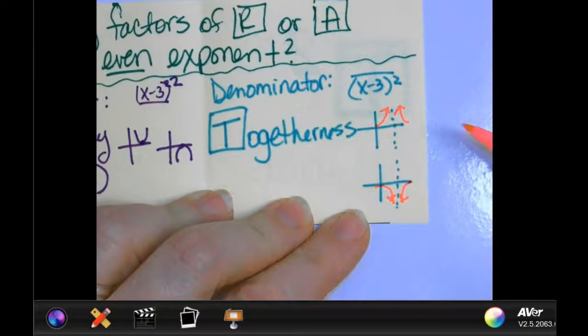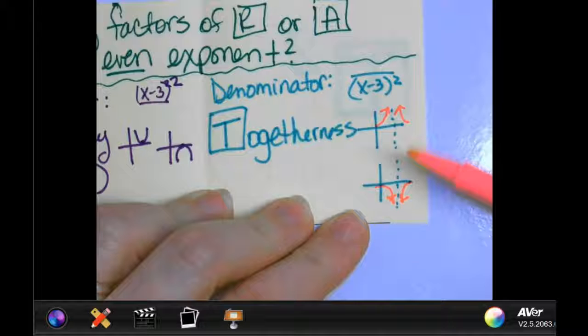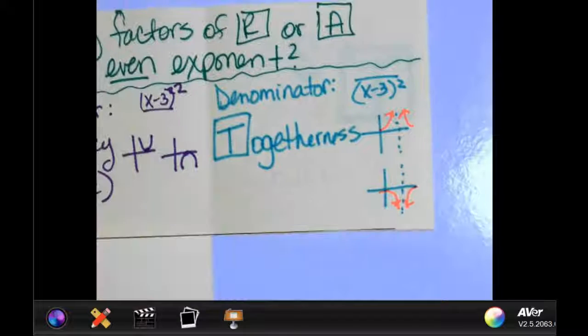So if this was just x minus 3 and not x minus 3 squared, I still have an asymptote there, but one would be going up and the other one would be going down. Okay, does that make sense to you? Everybody good? All right. Any questions on the together or on the t squared part?